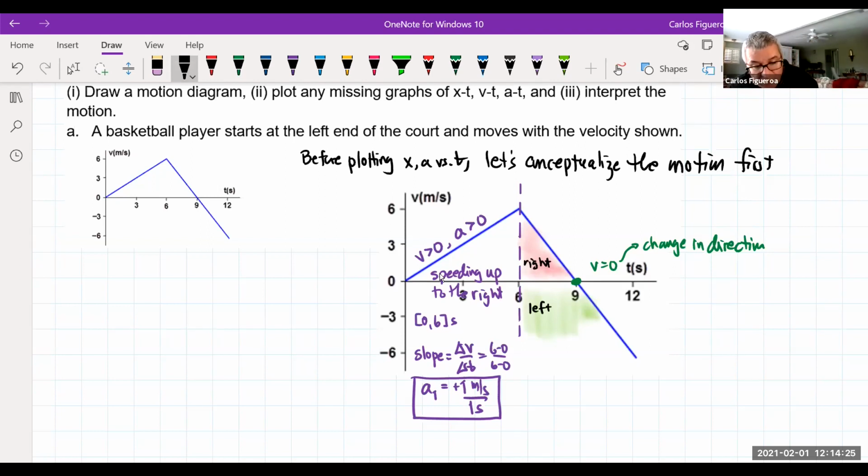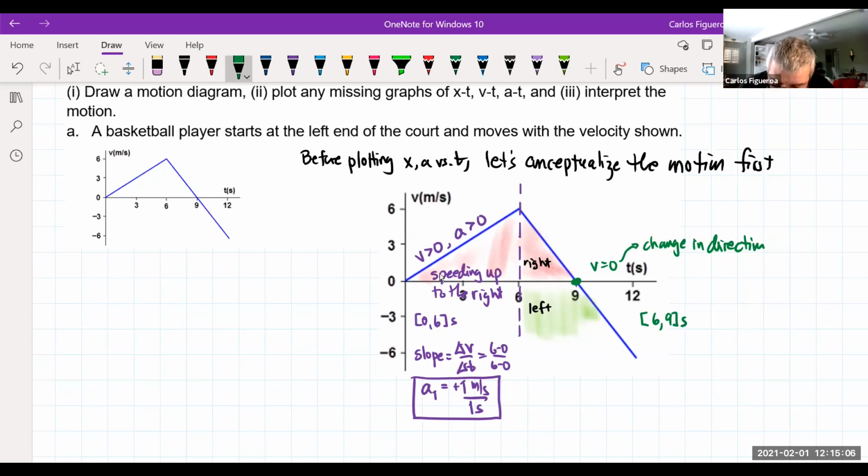So we're going to the right, and we're speeding up going to the right. Maybe I should have shaded this area right here. So we know we're going to the right up to 9 seconds. After 9 seconds, we stop temporarily, and then we change directions and we go left. But now let's look at this more carefully. This is a constant deceleration, a slowing down.